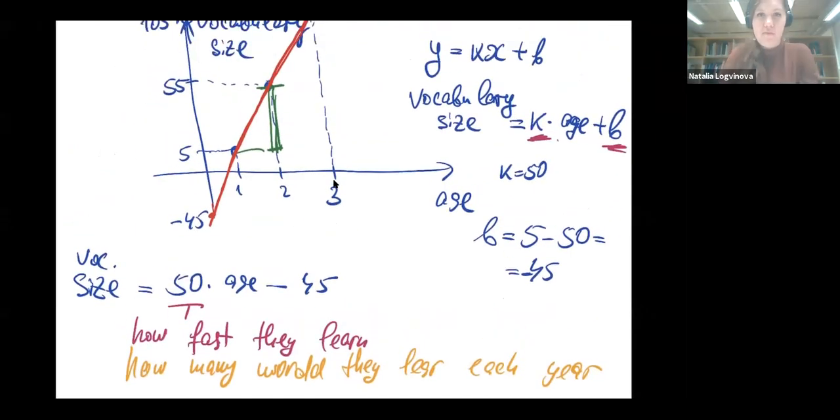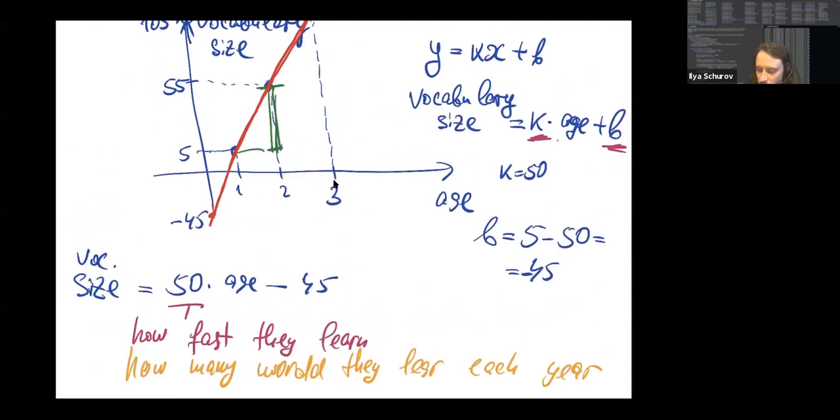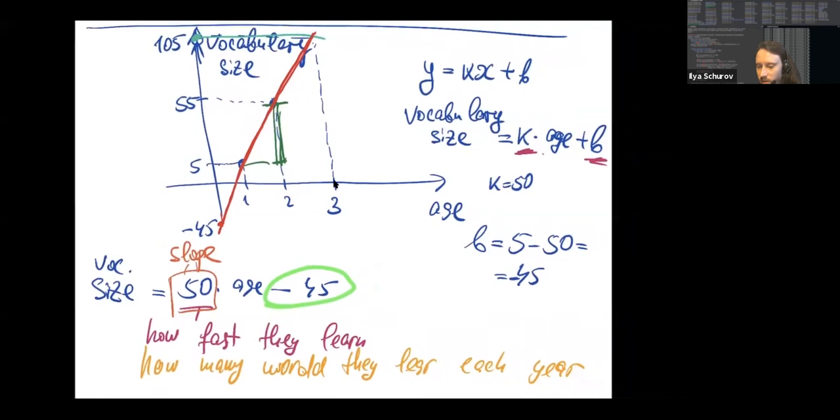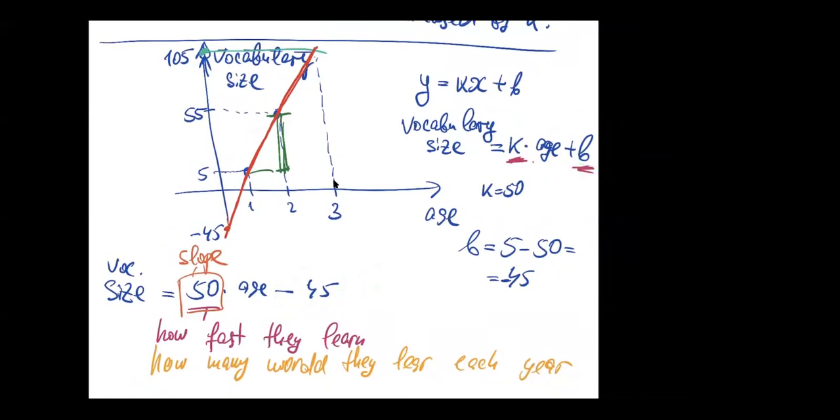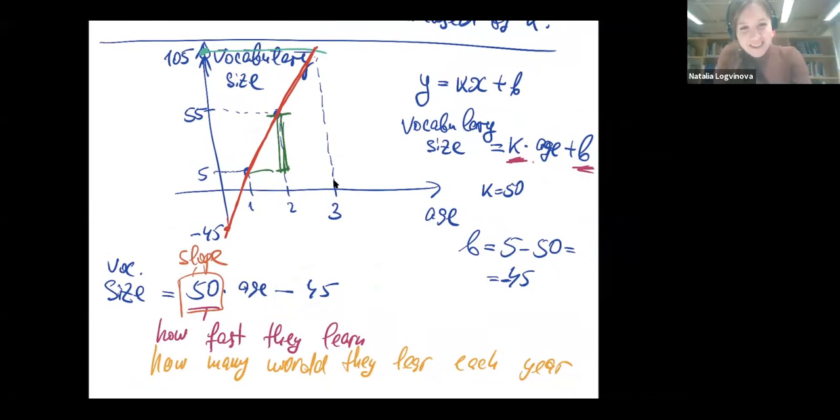So this parameter is called slope. So this is slope. And how can you interpret this value, negative 45? What can you say about this value b? Just strange that they know some negative words before they are born.